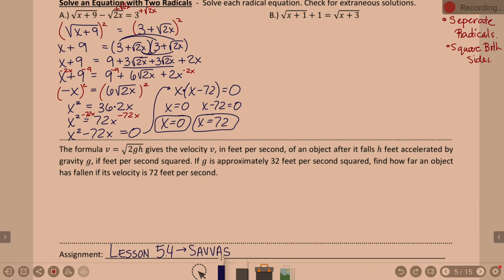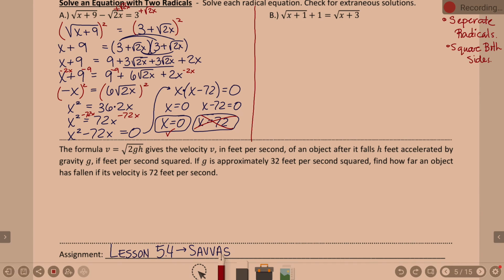Now, I'm running out of time, more than I thought I would. And I'm going to tell you, you check these. You guys know you're going back into the original equation, right? You get one answer works, and the other answer does not work. Okay, so I'm going to go ahead and tell you that 0 works, 72 does not work. Okay, if you've checked, you'll figure that out. And of course, plugging into the original.